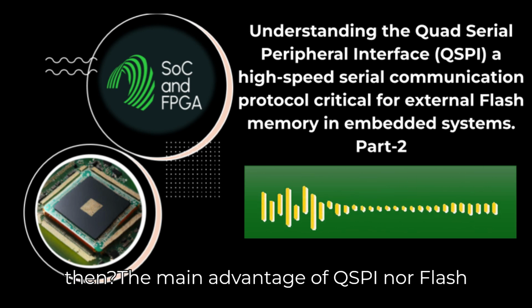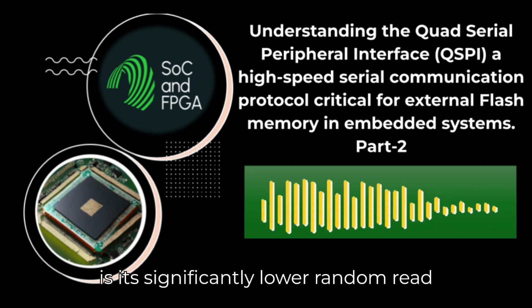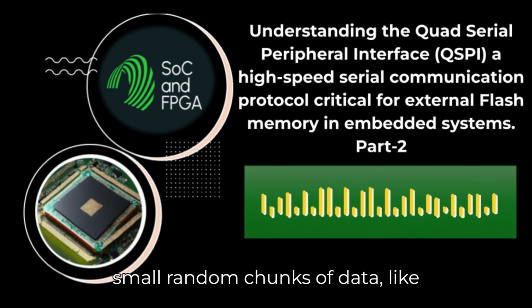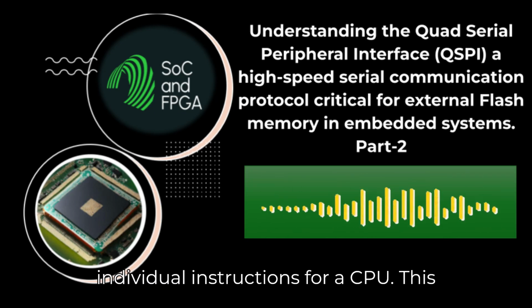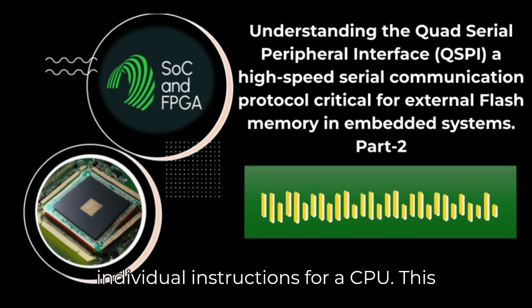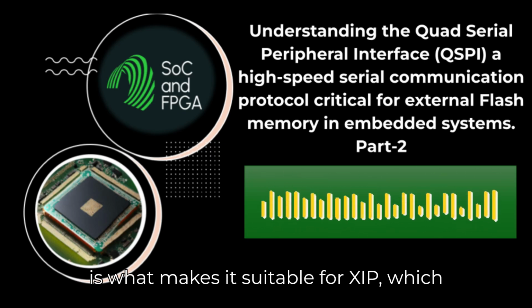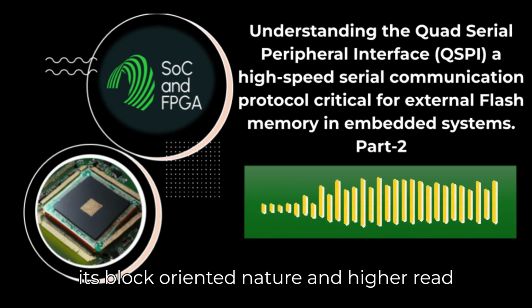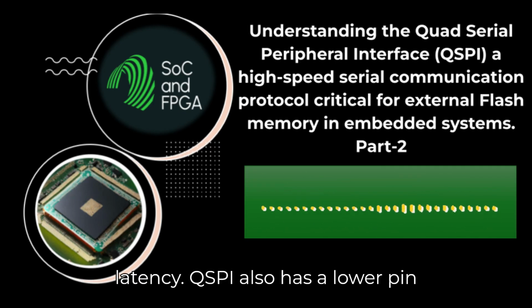The main advantage of QSPI NOR flash is its significantly lower random read latency. It's much faster at fetching small, random chunks of data, like individual instructions for a CPU. This is what makes it suitable for XIP, which eMMC NAND is generally not good at due to its block-oriented nature and higher read latency.